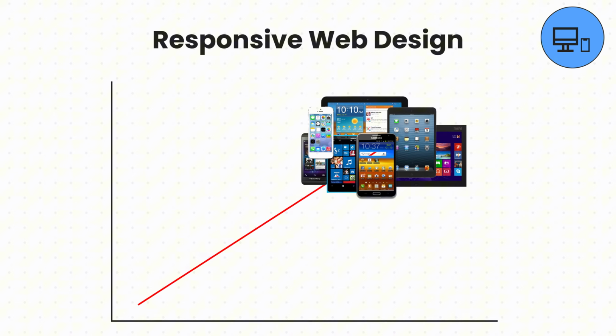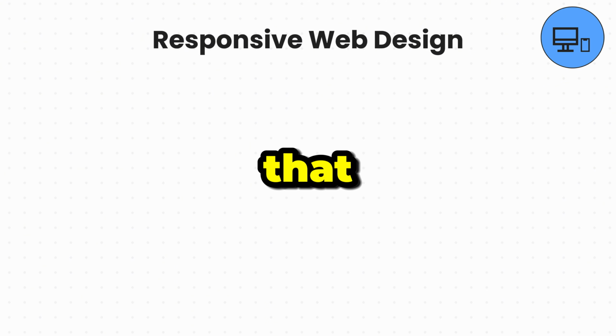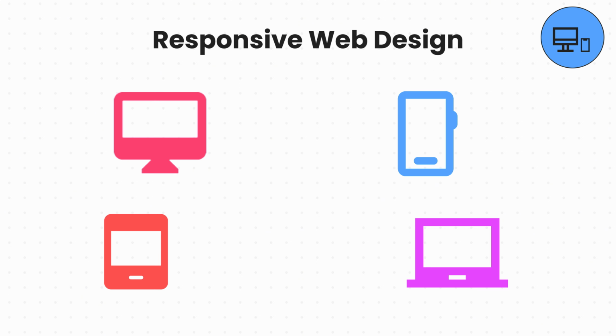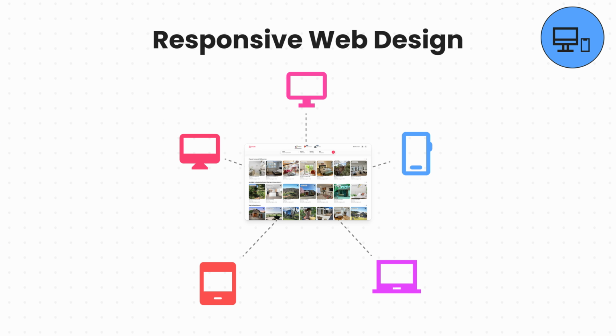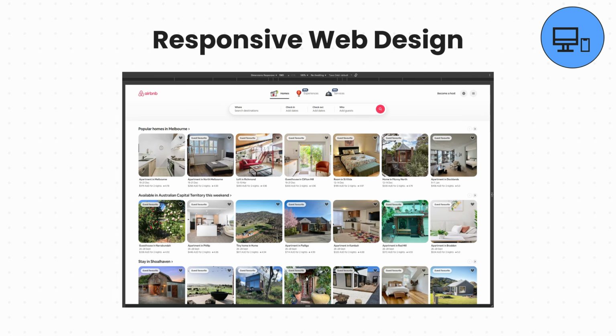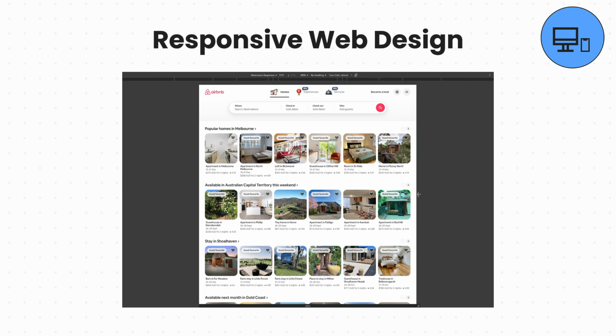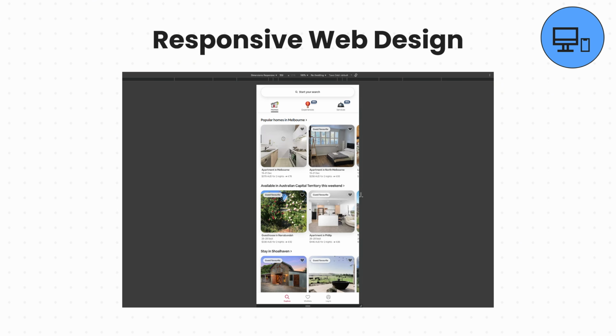As smartphones and tablets exploded in the late 2000s, that approach didn't scale. You couldn't build a new version for every screen size. Responsive design solved this by letting one website automatically adapt to any screen size. Text, images, and layouts flex to fit whether you're on a huge monitor, a laptop, or a phone.